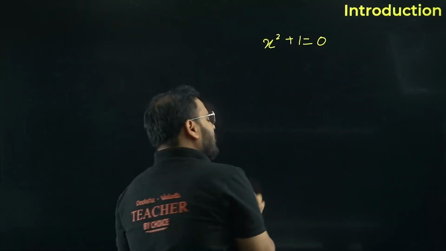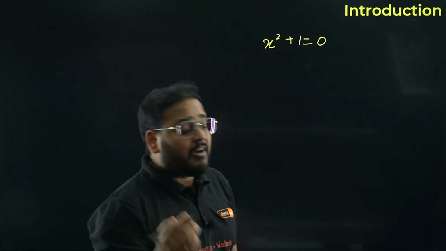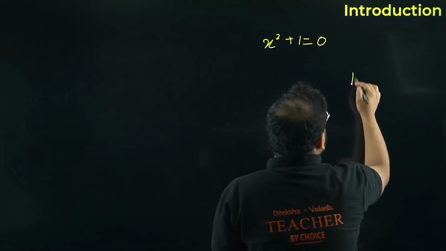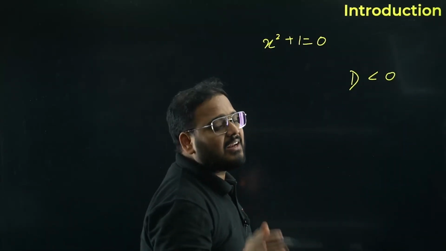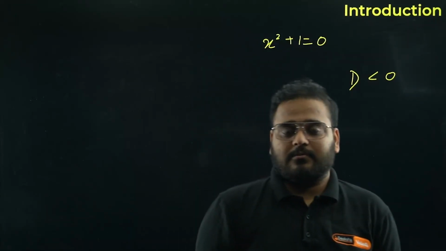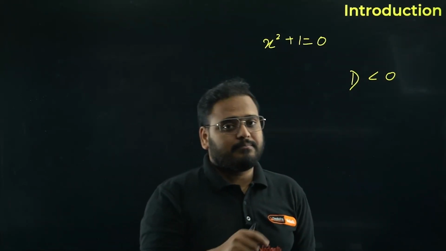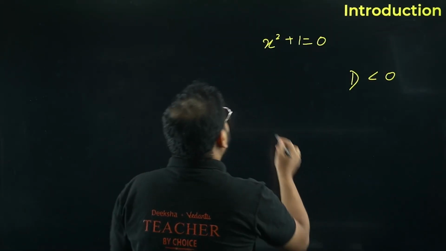Not only that equation, we also had more equations than that, wherever the discriminant value was less than 0. For all these types of equations, we said that there doesn't exist any solution for the given quadratic equation. Actually, the solutions existed, but not in the real form.